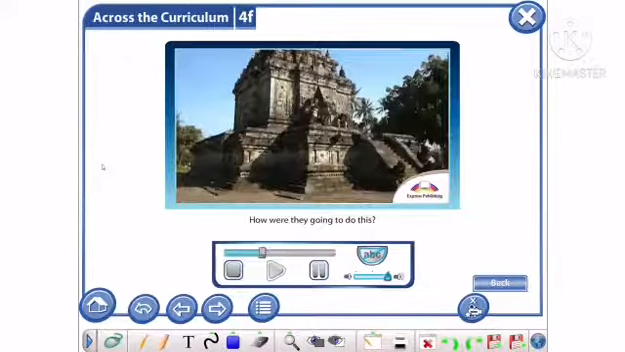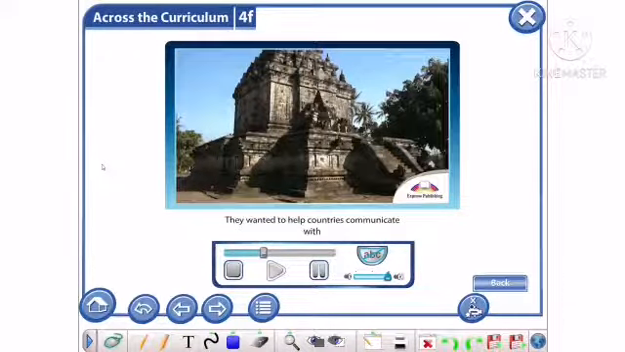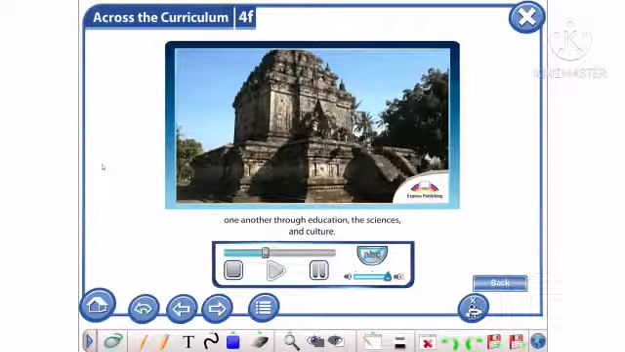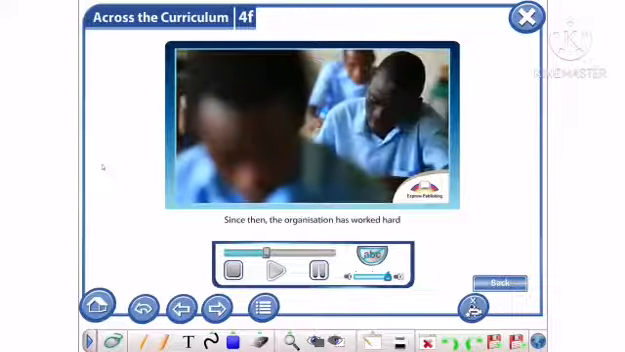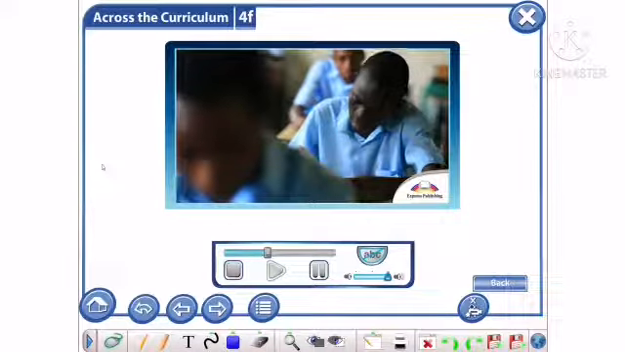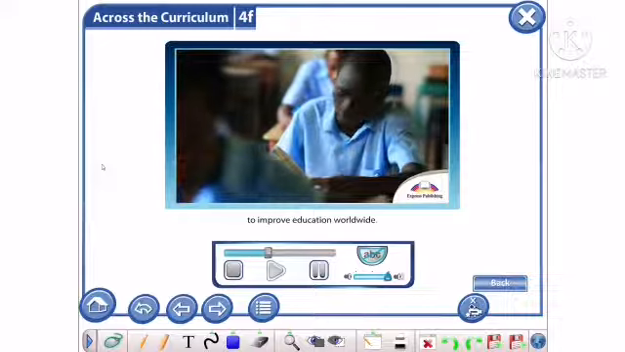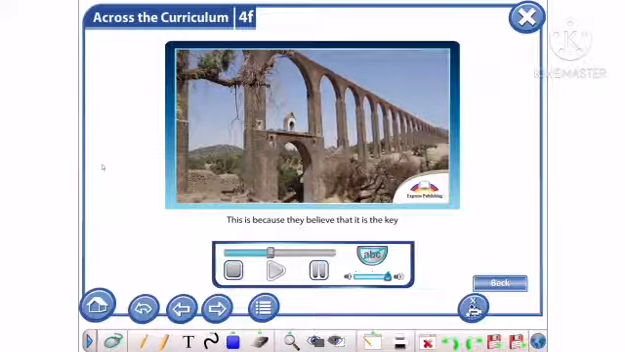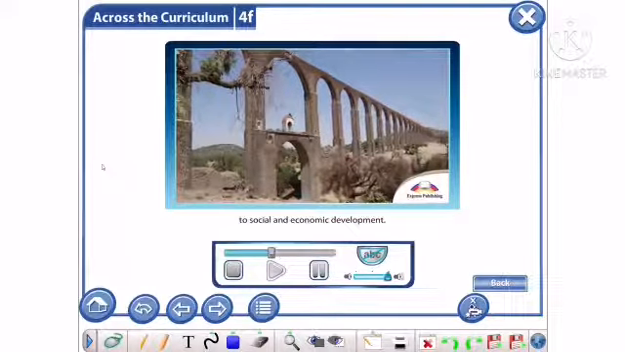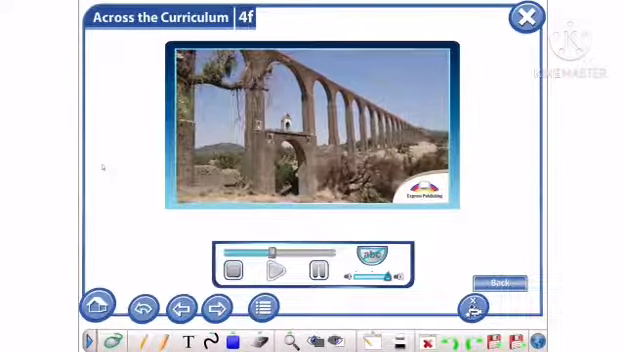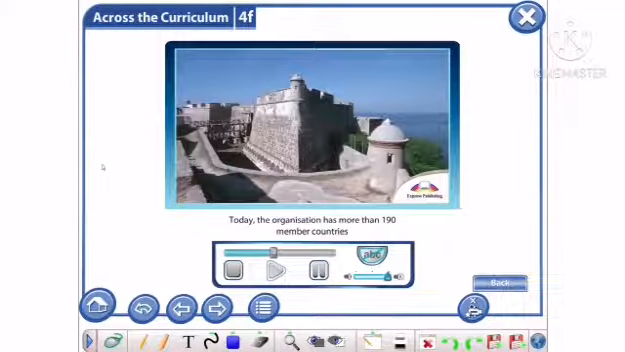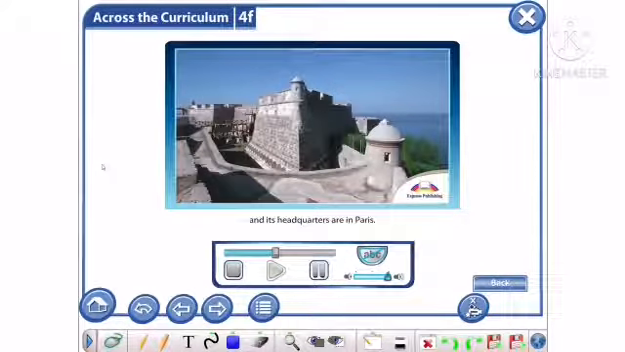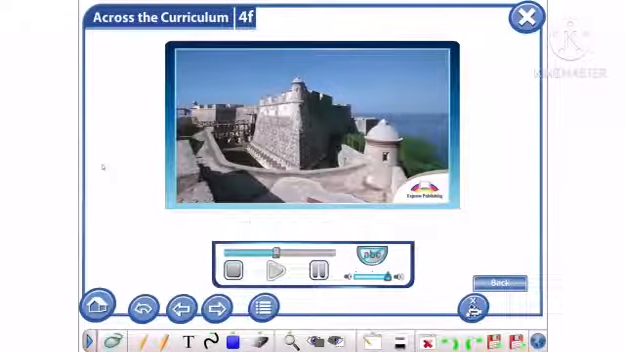How were they going to do this? They wanted to help countries communicate with one another through education, the sciences, and culture. Since then, the organization has worked hard to improve education worldwide. This is because they believe that it is the key to social and economic development. Today, the organization has more than 190 member countries, and its headquarters are in Paris.